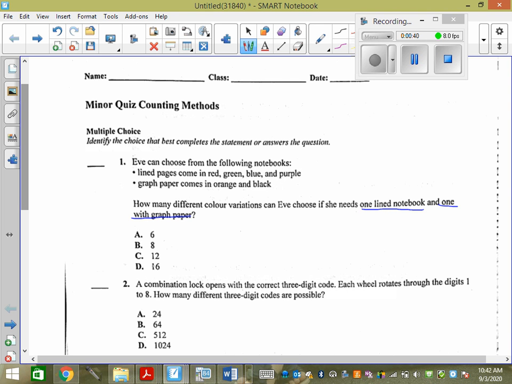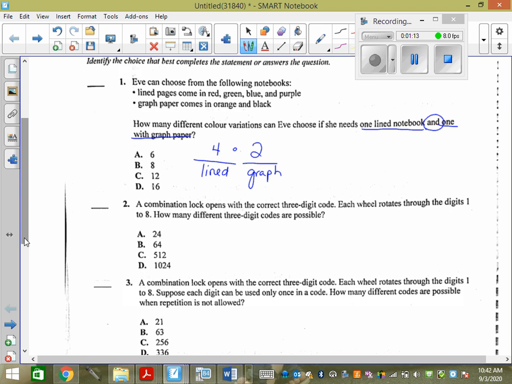graph paper. So we're going to get lined, which is 4, and graph, which is 2. And the answer for you to add them is there, right? Which would be wrong because we have to multiply because we need lined and graph, right? Which means we multiply because of the "and." Okay. So that's right, that's B.